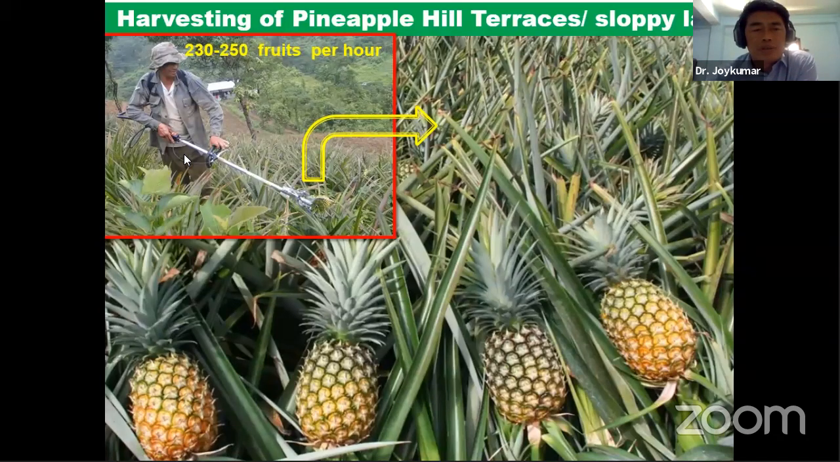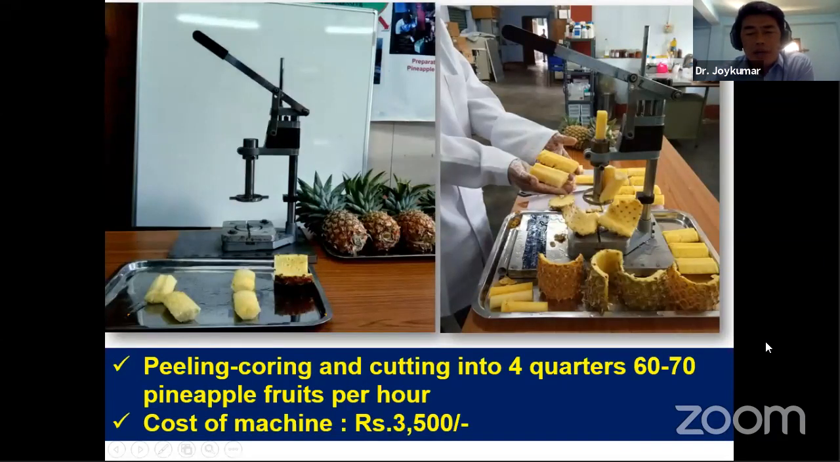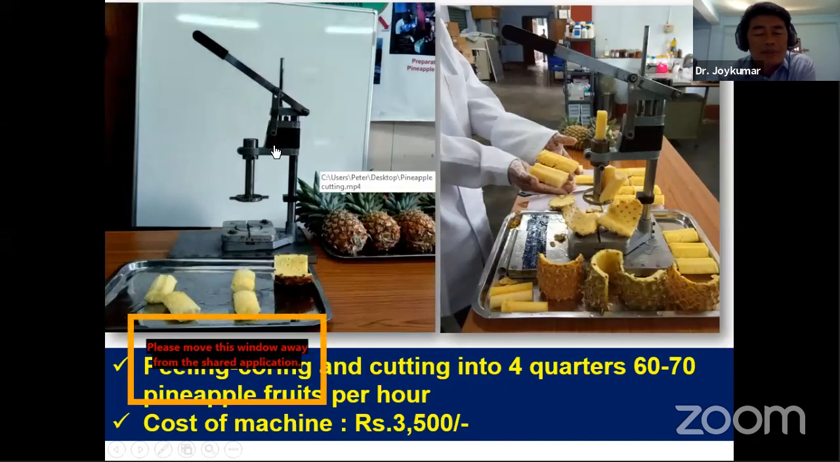So we have developed a machine for how we can harvest the pineapple from the field without going so close to the pineapple, without touching the pineapple at all. These particular machines will cut the pineapple and pick it up from that place. After the pineapple is harvested, because we have already solved the problem of cutting the pineapple from the field, we have small machines where, for example, peeling, coring, and cutting can be done simultaneously in one stroke. This type of small machine costs hardly 3,500.